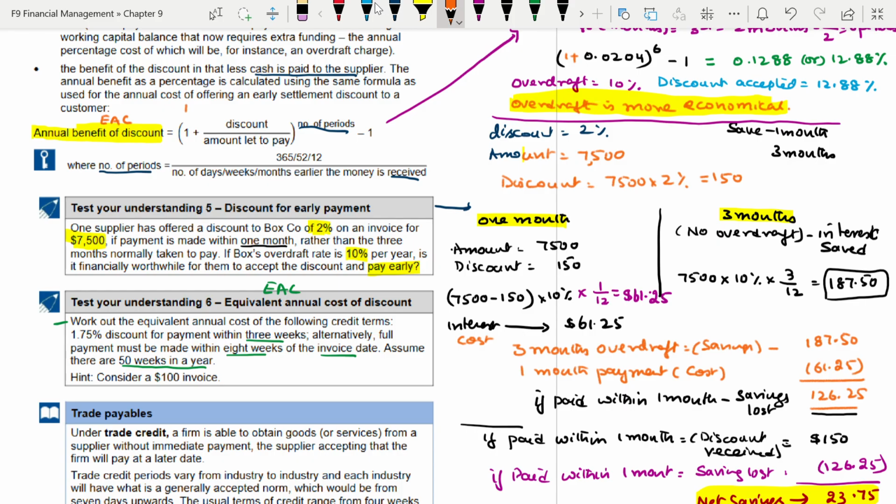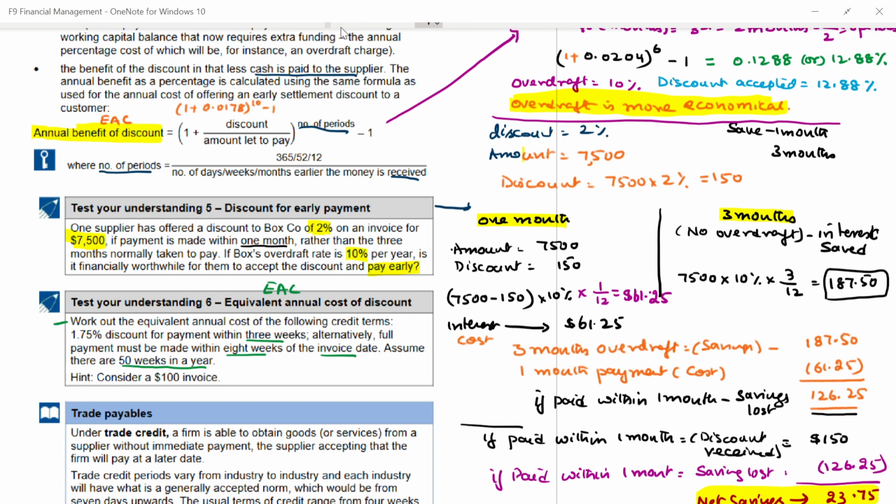See, 1 plus, we have calculated discount divided by 1 minus the discount. How much did you get? 0.0178, to the power of 10 minus 1. Yes or no? Here they have mentioned annual benefit. They have said annual benefit of discount. In other words, they say equivalent annual cost. So now you can understand, depending on the situation, you should work out how it is going to be different. Are you clear about this?